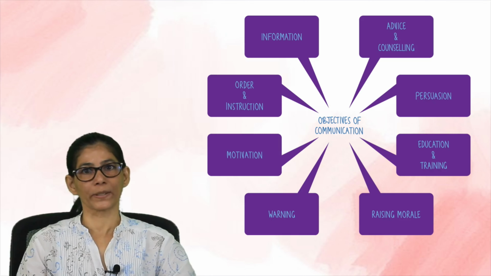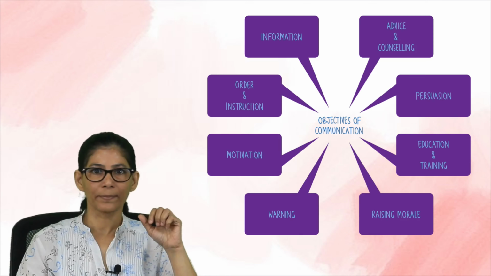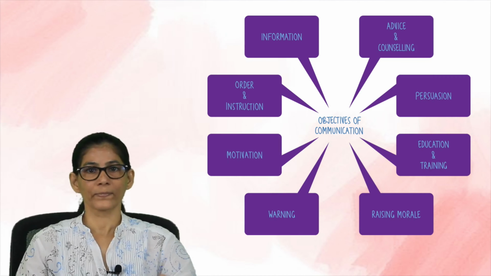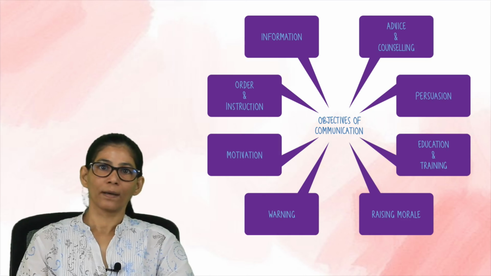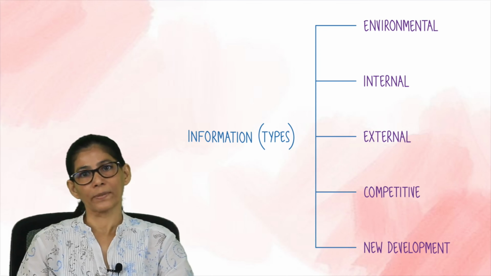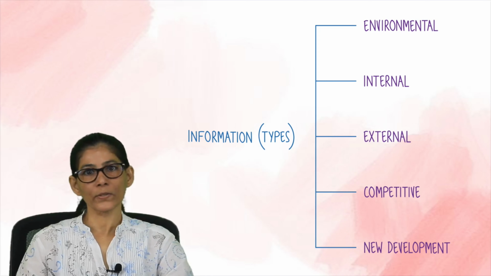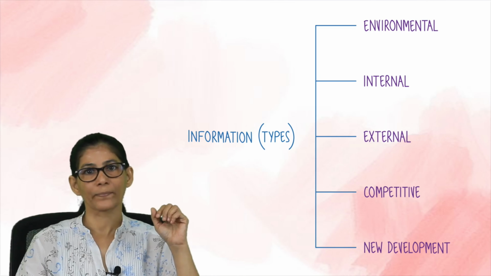So in order to achieve this primary aim, that is to make profit through effective communication, each organization sets itself certain definite objectives, which as you can see on your screen are information, advice and counseling, persuasion, education and training, raising morale, warning, motivation, and order and instruction. During the course of our sessions, including this session, we'll take each of these objectives in detail to understand their significance in a business organization.